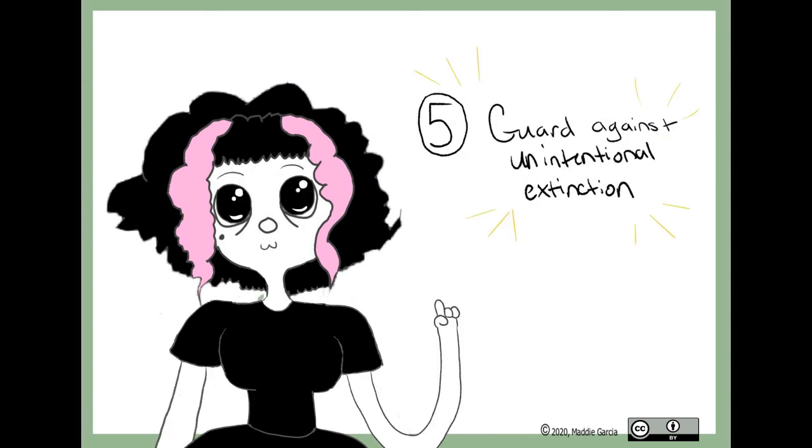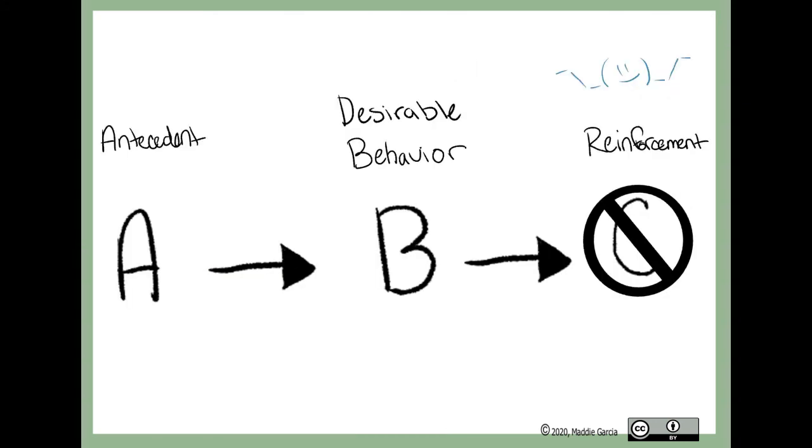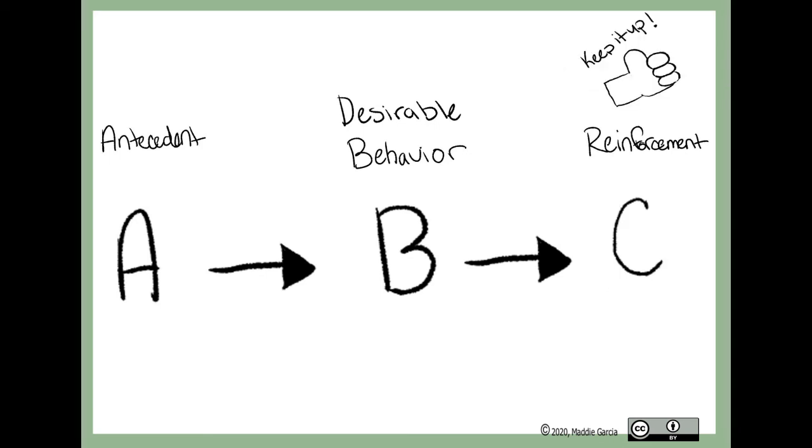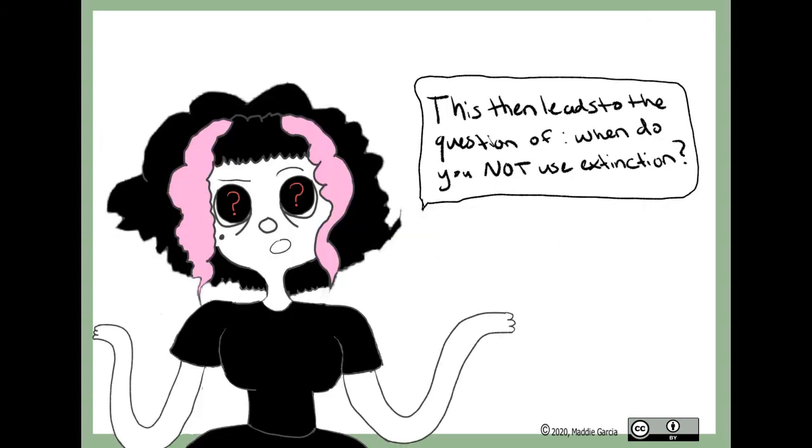The last one we will talk about is guarding against unintentional extinction. Sometimes desirable behaviors are put on extinction unintentionally. The best thing to do is to continue to reinforce behaviors that need to be maintained. This then leads to the question of when do you not use extinction?